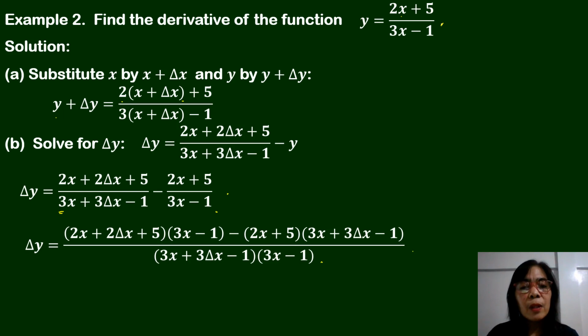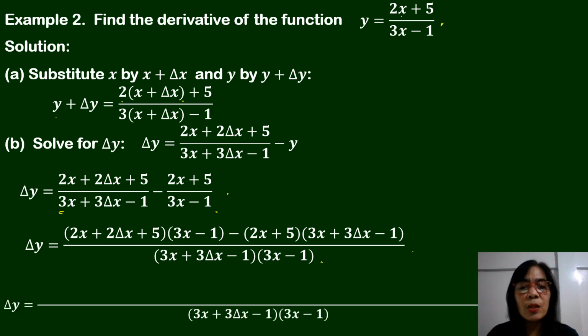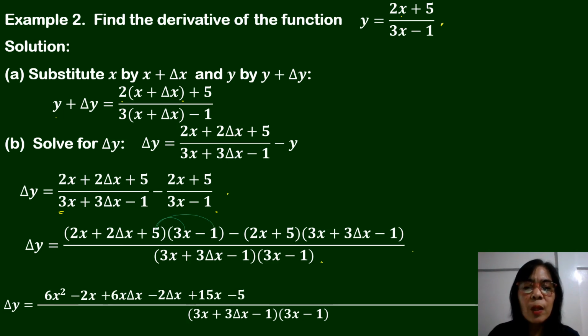We simplify further this fraction. So we have to apply the distributive property of multiplication. So we now have 2x times 3x is 6x squared. 2x times negative 1 is minus 2x. 2 delta x times 3x is 6x delta x. Then we have 2 delta x times negative 1 is minus 2 delta x. We have 5 times 3x is 15x. 5 times minus 1 is negative 5.